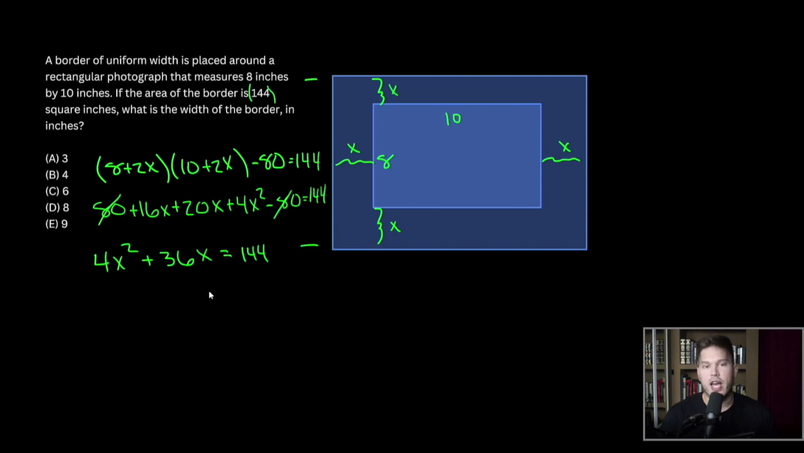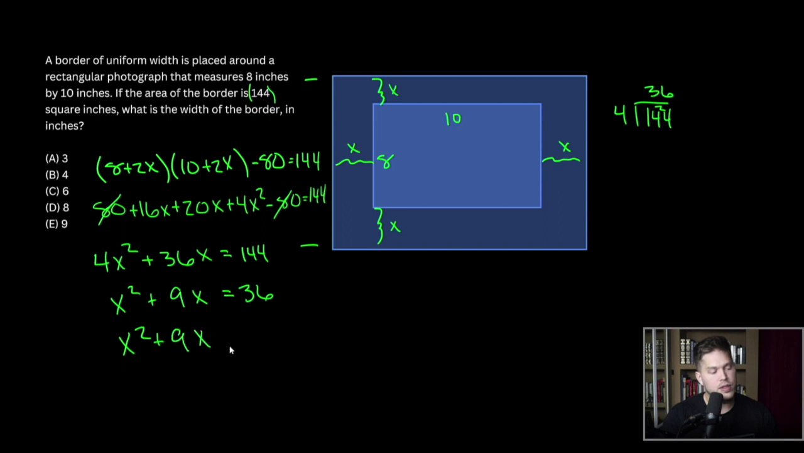Next, we can divide everything by 4. Whenever we do that, we're going to have x squared plus 9x is equal to, let's go out to the side, 144 divided by 4. Put a 3, carry a 2, there's a 6, equals 36. Next, we can subtract 36 from both sides and set our equation equal to 0.